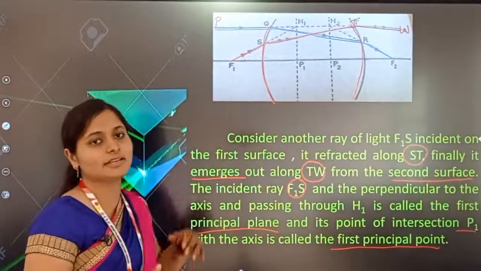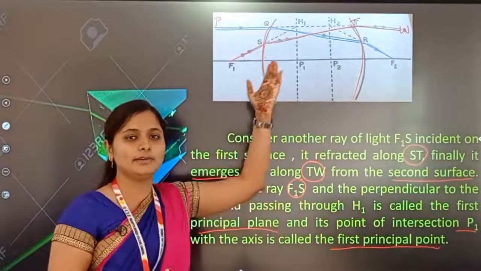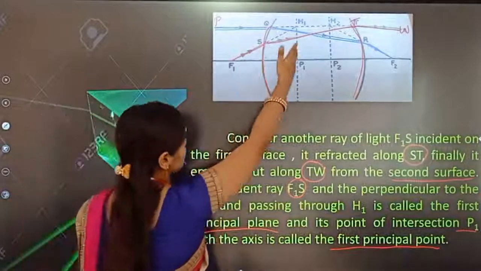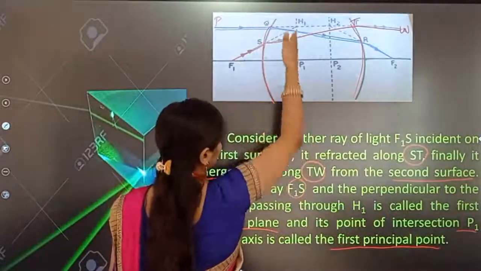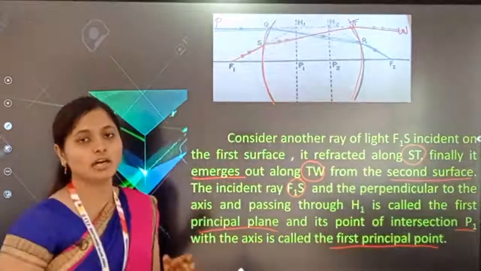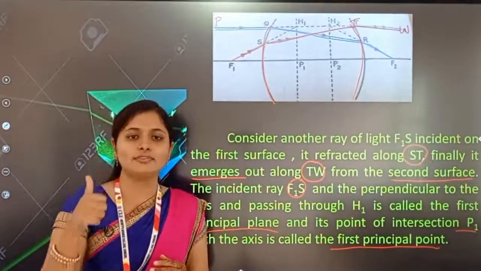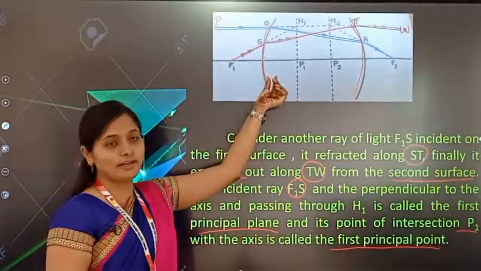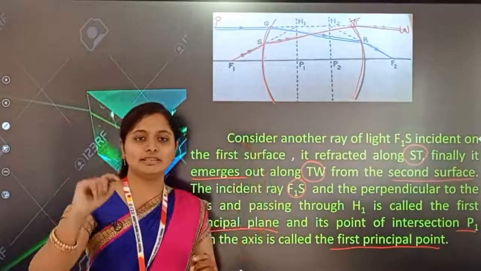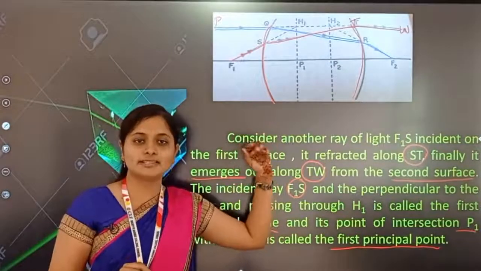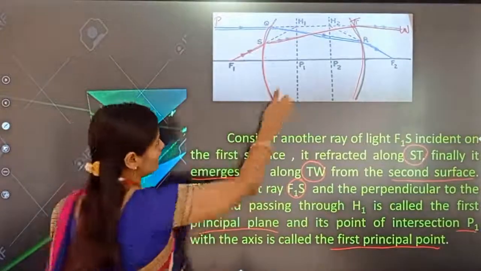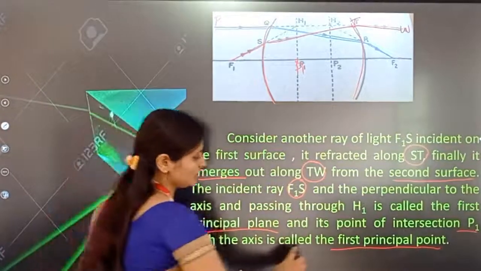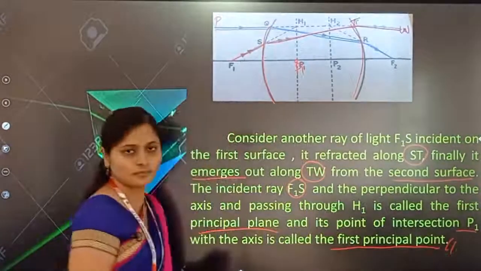After refraction, the rays emerge out from T to TW. So the intersection of that takes place at a point, H2 P2. So we are getting our plane, that is called the first principal plane, that is H1 P1. So at that point on the principal axis, that is P1. On the principal axis we are getting one point, that is P1. That P1 is nothing but our first principal point. Got it?